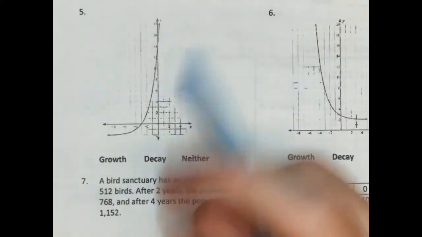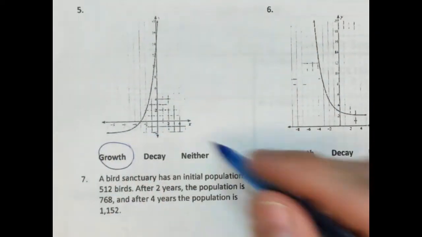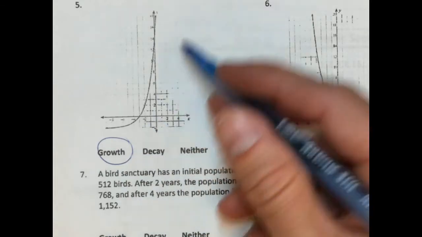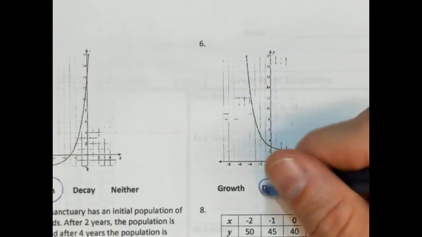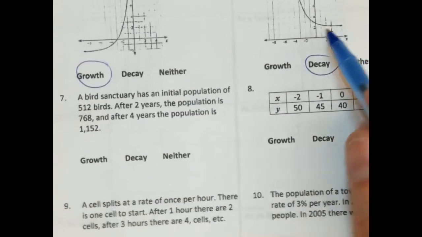Okay, let's take a look at these. So, yep, that's a growth. As x increases, y is increasing, and it's not a line. It's a curve. Yep, that definitely looks like a growth. Is this a growth or decay? Yeah, it's definitely a decay. Those are pretty straightforward.